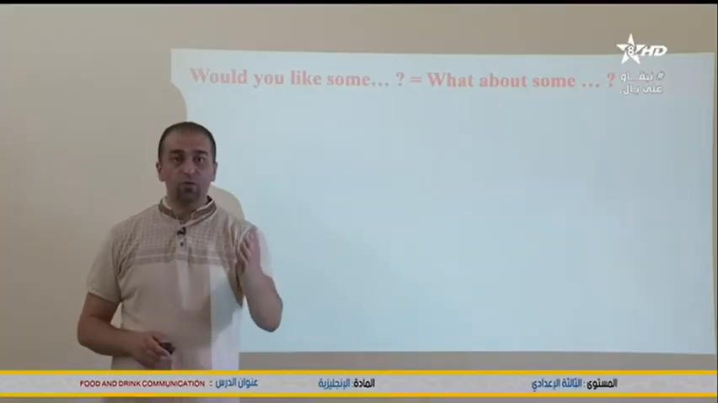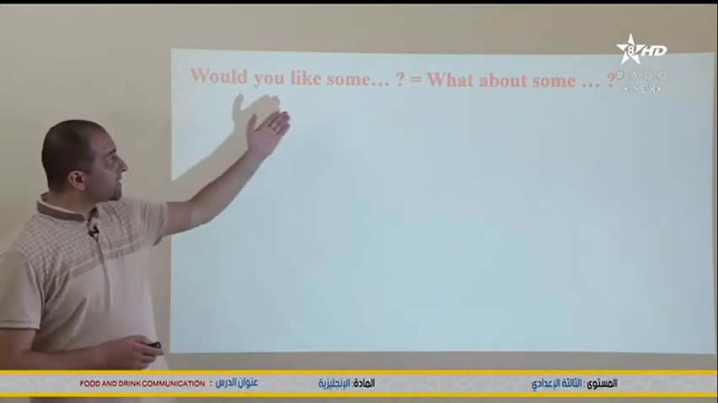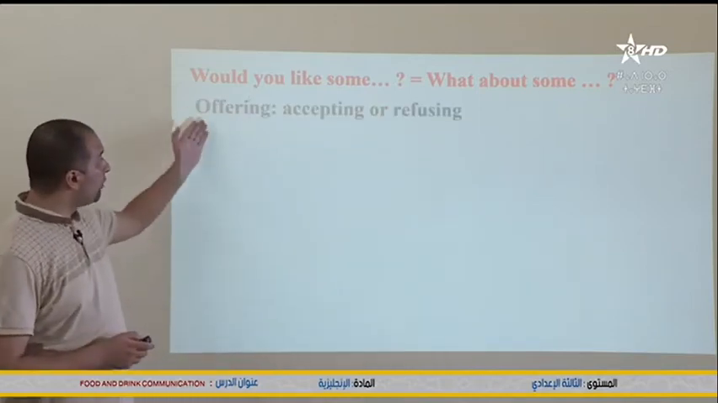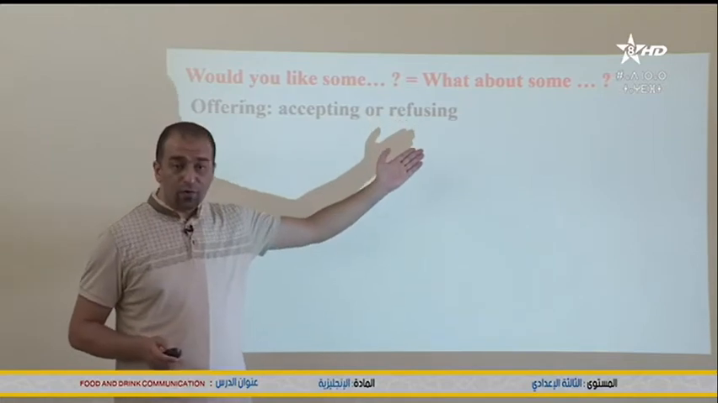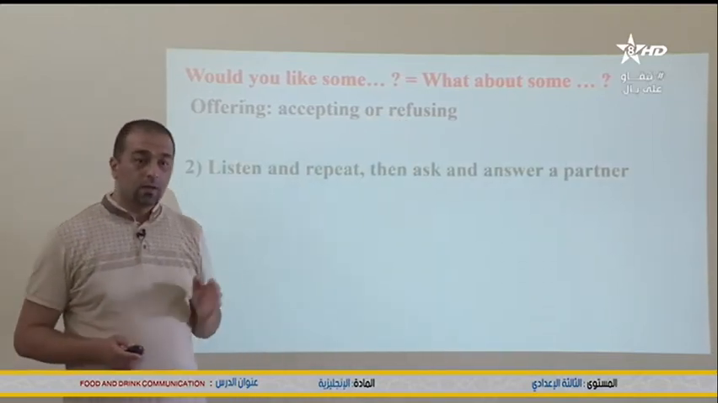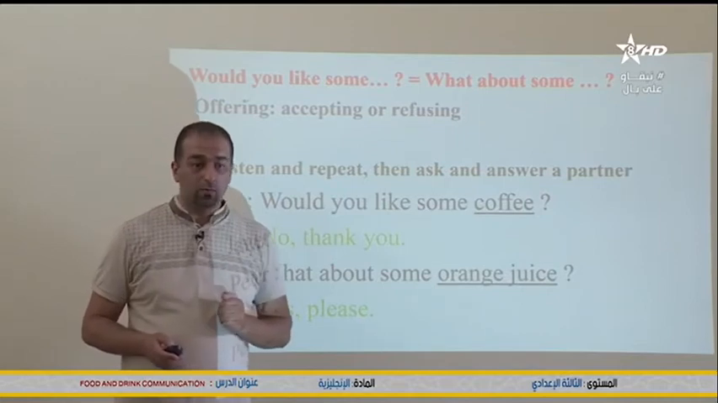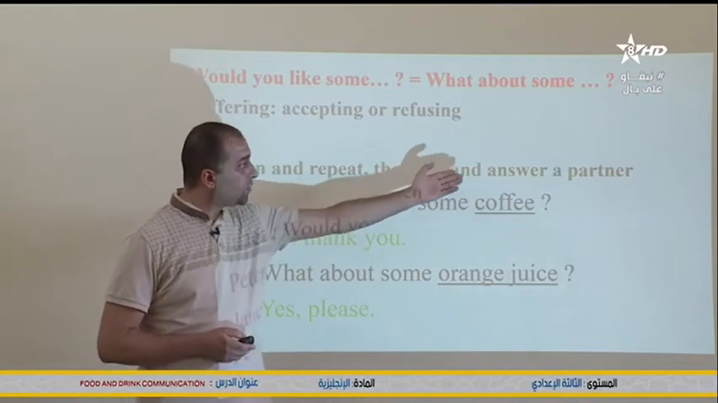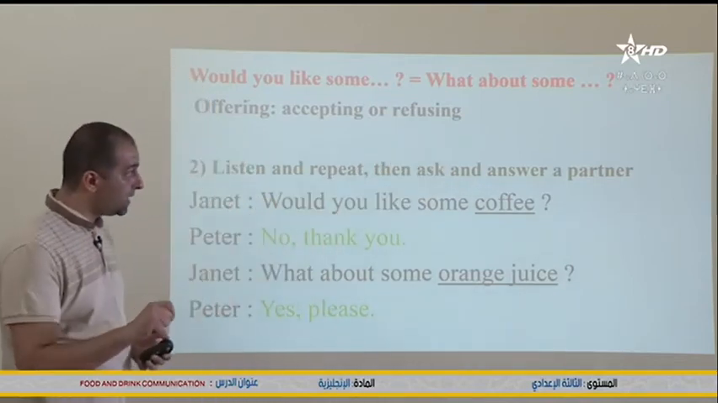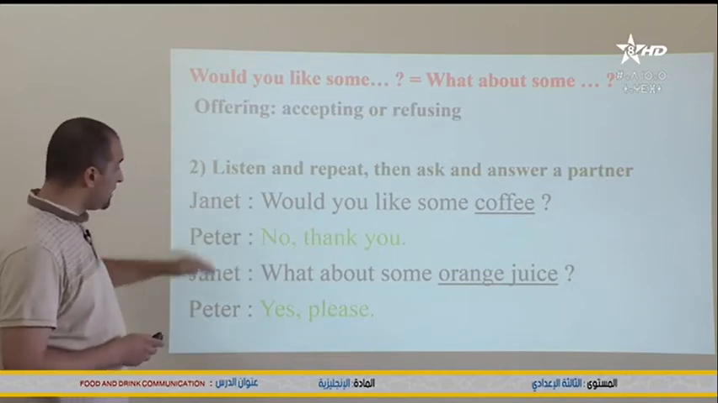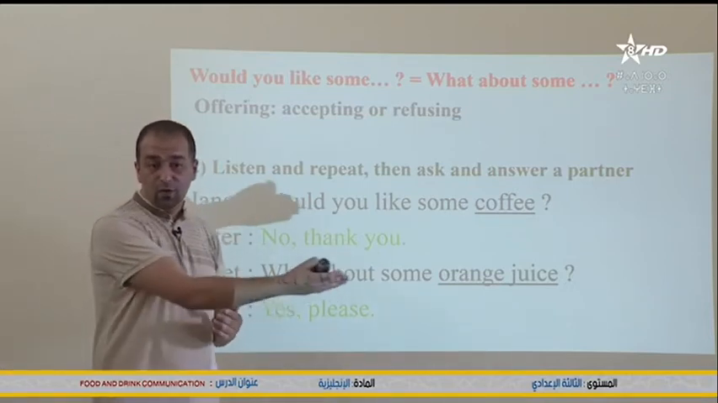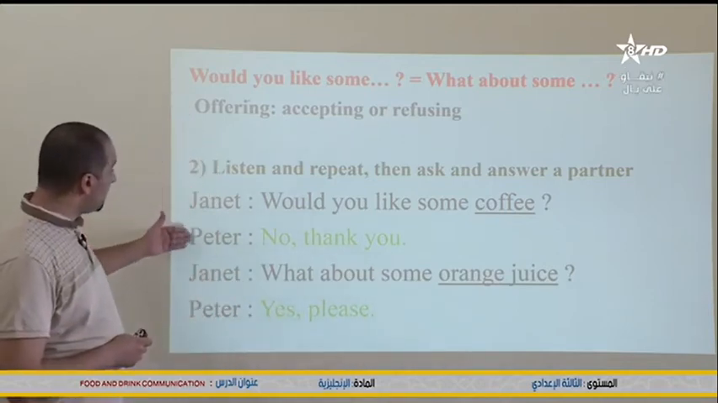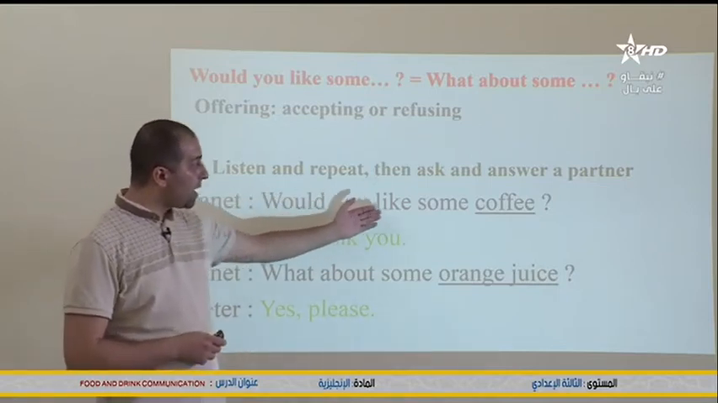So in offering, we have 2 expressions. Would you like some? Or what about some? As I told you before, we have offering, then accepting or refusing. So this is my example, my dialogue. Listen and repeat, then ask and answer with a partner. That is, you are going to write a dialogue like this using 2 different names. Maybe your name and your friend or one of your family members. So here you have Janet and Peter. Would you like some coffee?